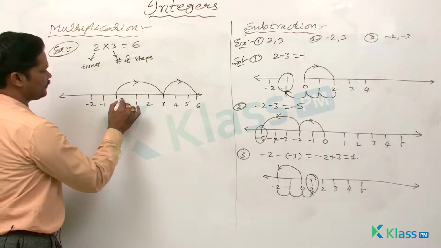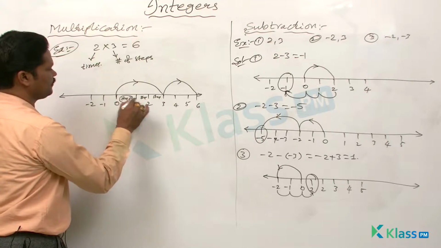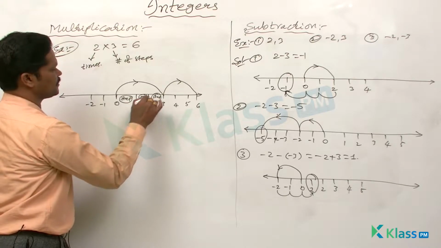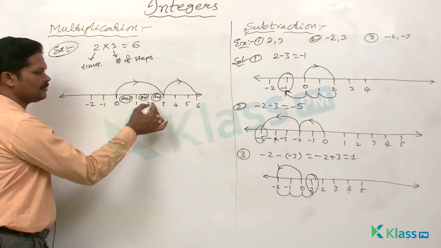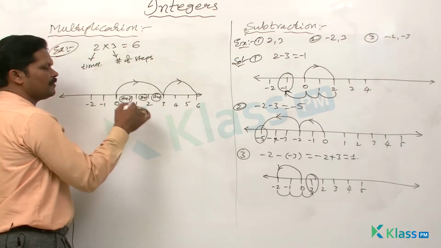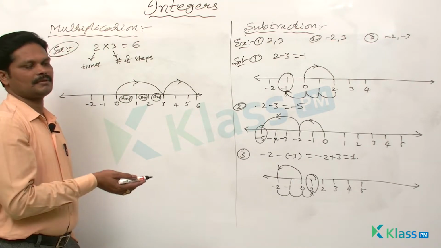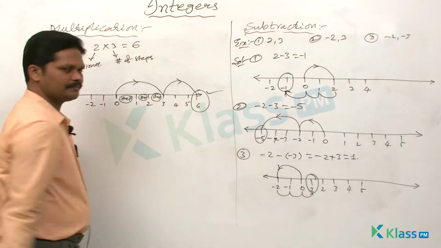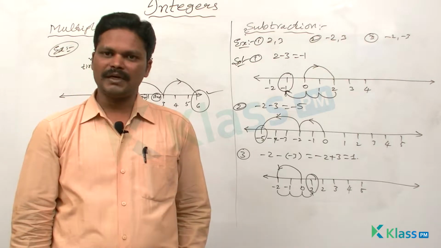This is a step, this is also a step, this is also a step. So here one step, this is the second step, this is the third step. So the first time, we are jumping 3 steps, and the second time, we are jumping 3 steps. In total we jump 2 times, in each time 3 steps. The value is 6. This is the way we show multiplication on the number line.